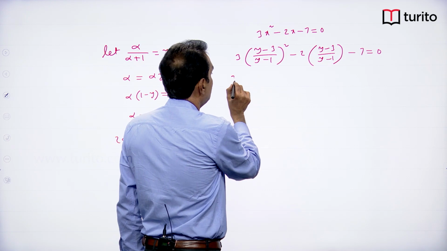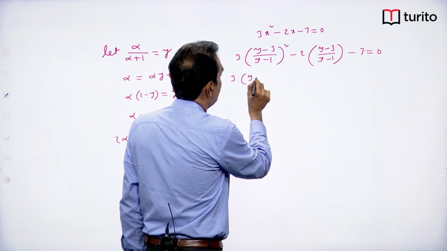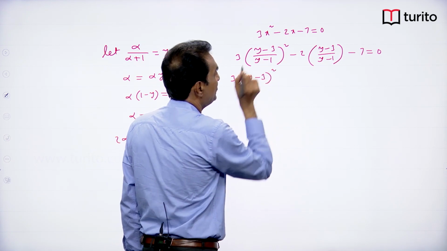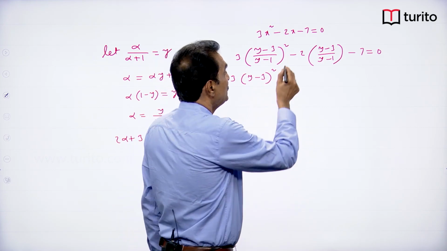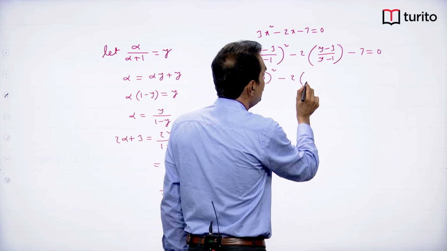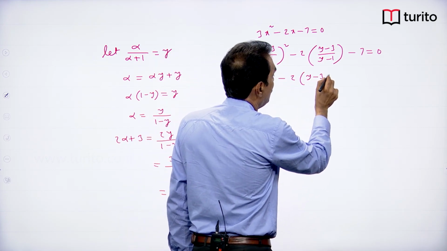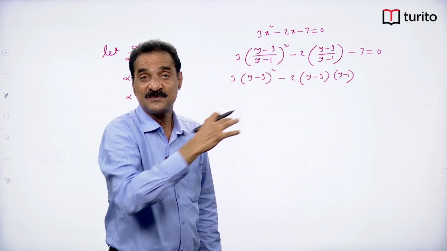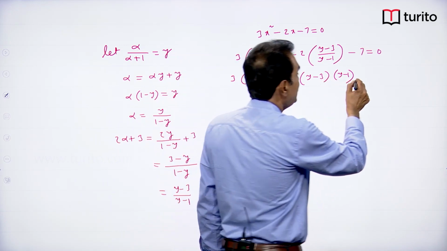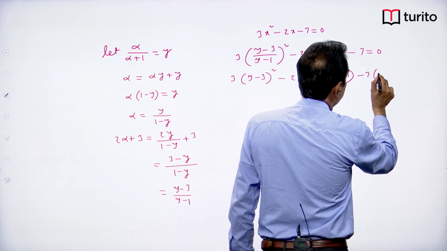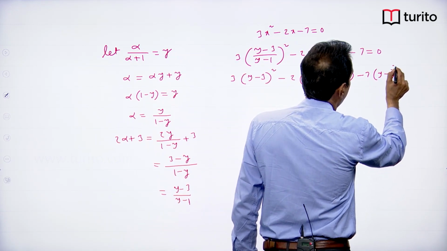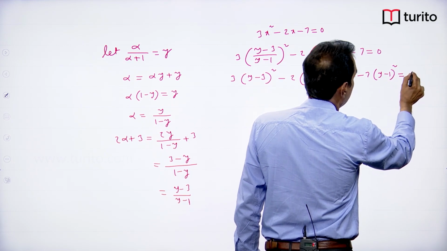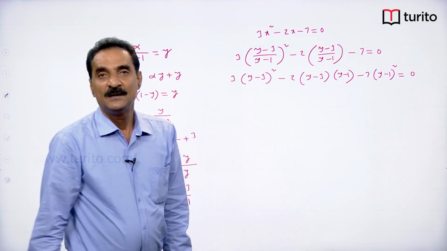Then 3 into (y minus 3) whole square will be remaining here. Second term becomes minus 2 into (y minus 3) into (y minus 1) multiplying by (y minus 1) whole square, minus 7 into (y minus 1) whole square is equal to 0 into (y minus 1) whole square, which is 0. Now simplify.